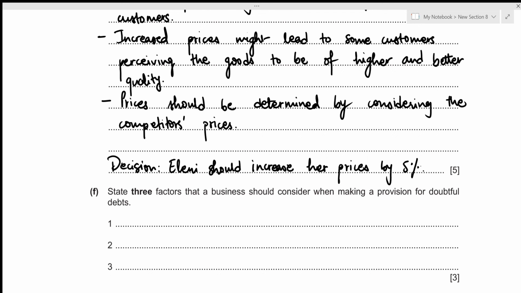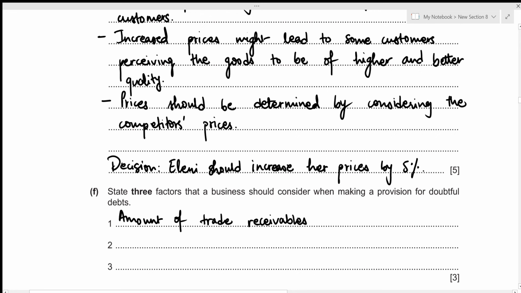We need to state 3 factors that a business should consider when making a provision for doubtful debts. So the first one obviously is the amount of trade receivables, because as we did in the question, we figured out the provision for doubtful debts to be a certain percentage of the total trade receivables. So obviously the amount of trade receivables is crucial. Let's write it down. So that's amount of trade receivables.